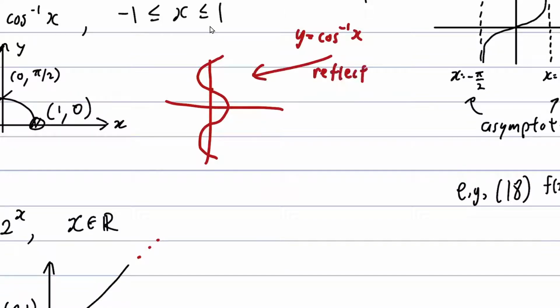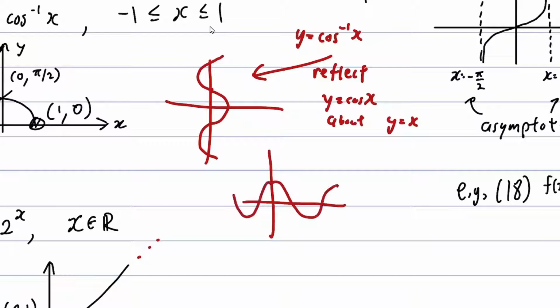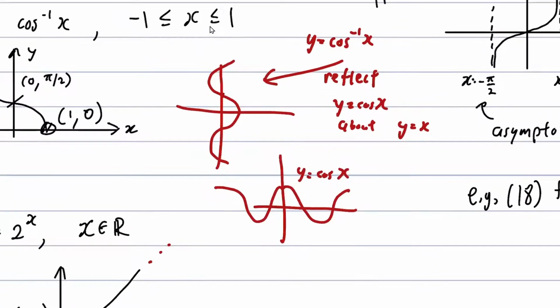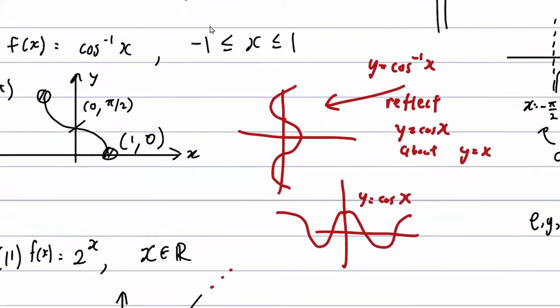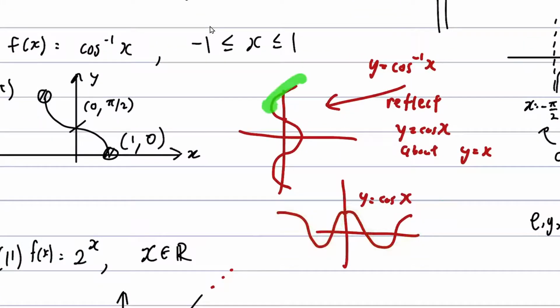Reflect the original y equals cosine x about y equals x, correct? Then you take a look compared to the graph that I've drawn. If you try to reflect the entire line, you'll get an entire snake like this. Does this pass the vertical line test? No, right? Then it's not a function.